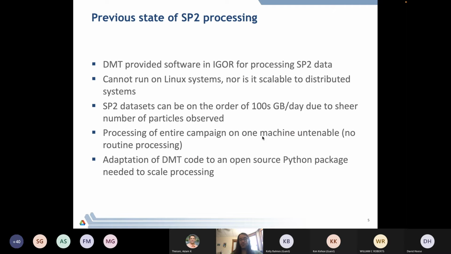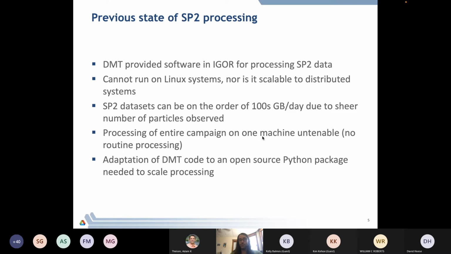Previously, Droplet Measurement Technologies, who made the SP2 probe, provided software in Igor for processing the SP2 data, so you had to have Igor installed on your system. So it was hard to run on our ADC and Stratus clusters because there was no Igor implementation for Linux, nor was it scalable to distributed systems.